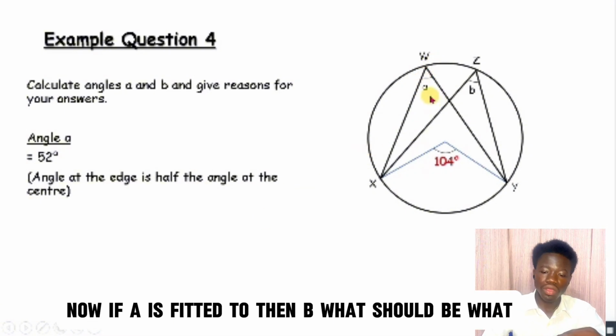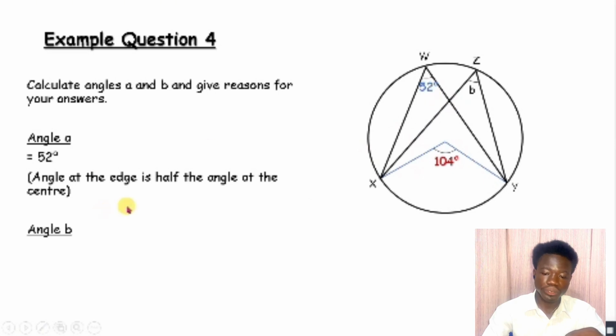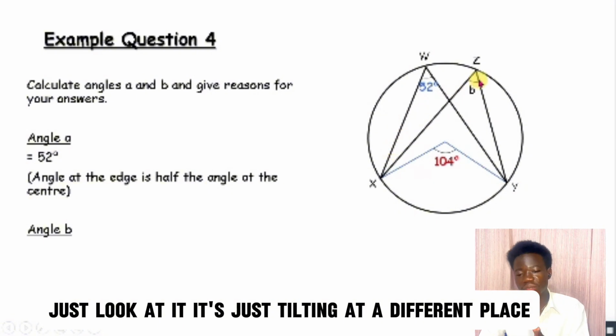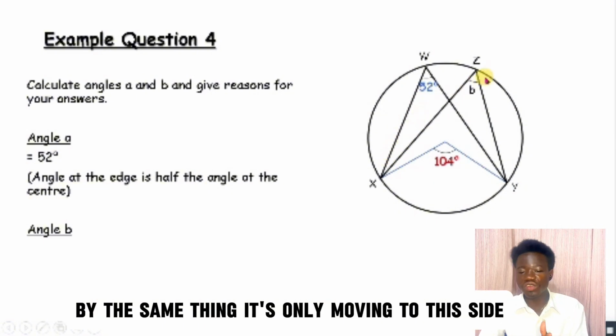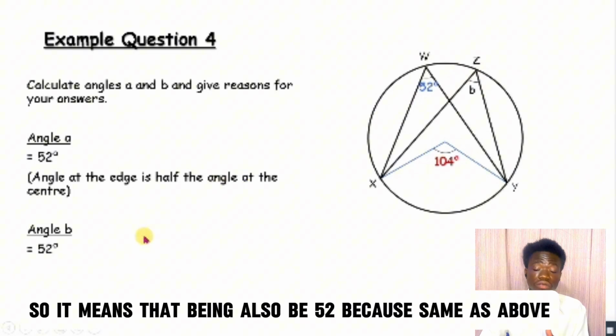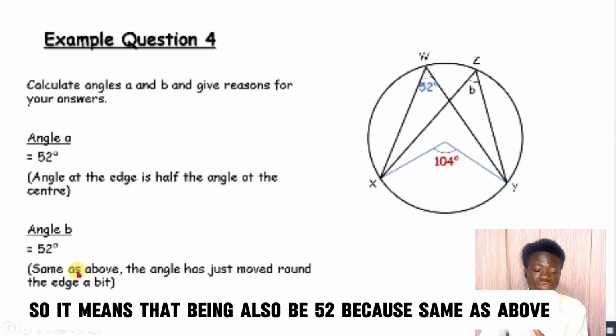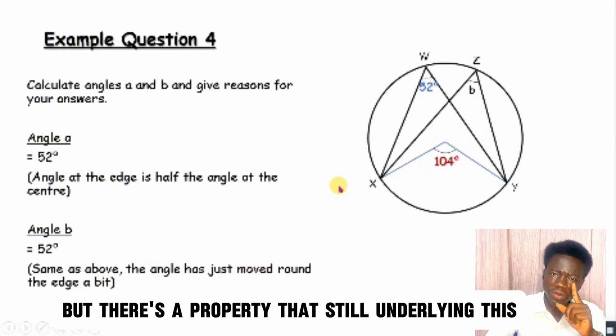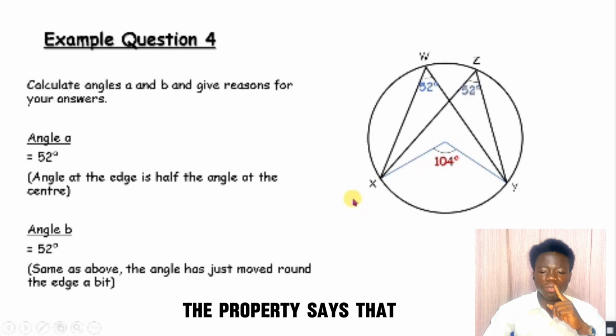Now, if A is 52, then B will also be what? Just look at it. It's just tilting at a different place, but the same thing. It's only moving to this side. It could move anywhere. So it means that B will also be 52, because same as above, the angle has just moved around the edge a bit. But there's a property that is still underlying this.